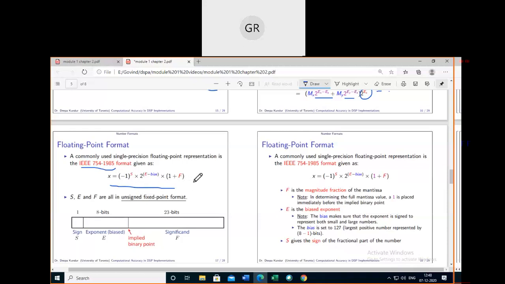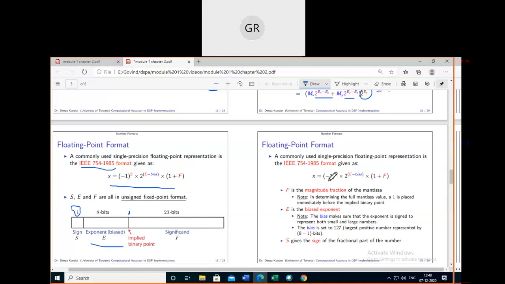1 plus f, where s is the sign bit, e is the exponent bit, and f is the fractional bit. That means we call it the significand. If you consider the 32 bits, the first bit is the sign bit and 8 bits are for the exponent. After the exponent comes the decimal point, that means the implied binary point. After that, 23 bits are fractional bits, or we call it the significand.